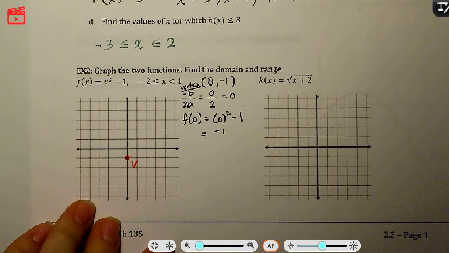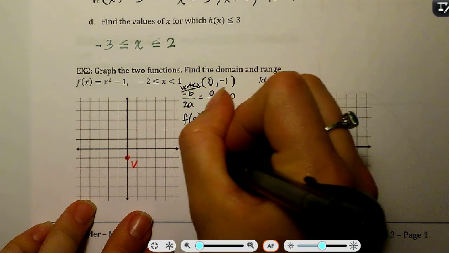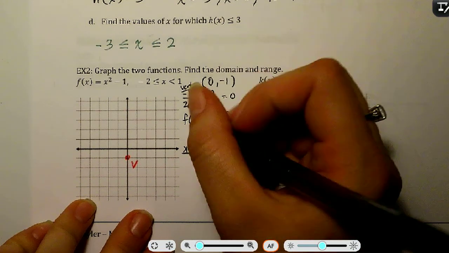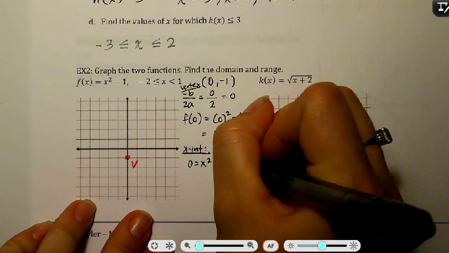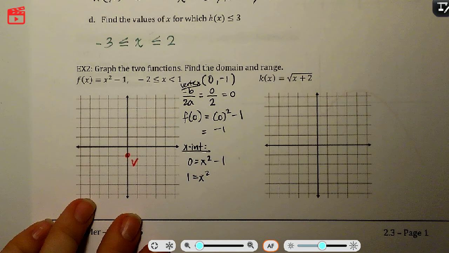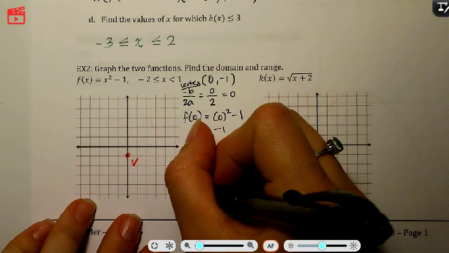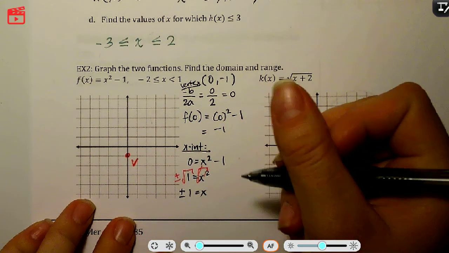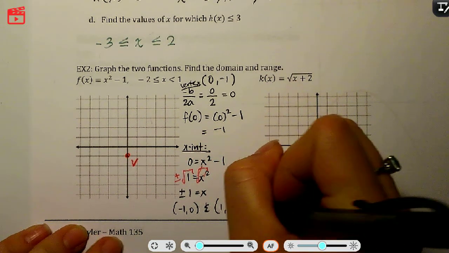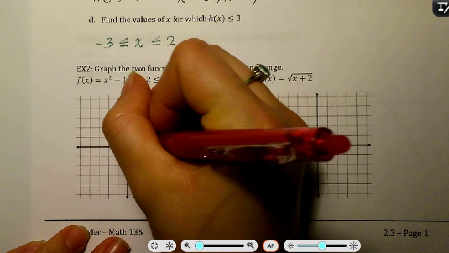I'll do a v for vertex, and then let's go ahead and find my x-intercepts. Since we already found the y-intercept right there, it's the same thing as the vertex. X-intercept, set y to 0. So 0 equals x squared minus 1. Solving for x, square root both sides. Remember that plus or minus. And we get plus or minus 1 equals x. So we have two x-intercepts: (negative 1, 0) and (1, 0). Okay, plotting those points, (1, 0) and (negative 1, 0).